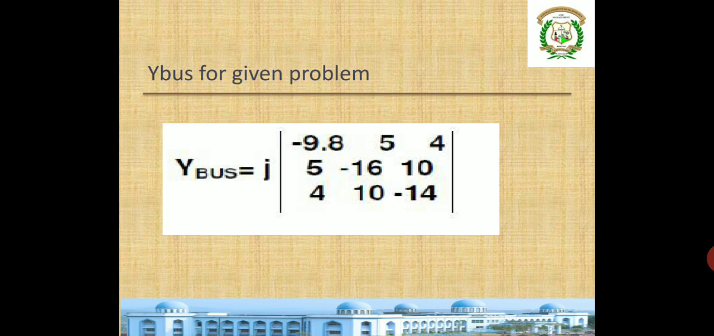this value. So this problem is for you as homework. You have to do it on your own and submit it to me by tomorrow.